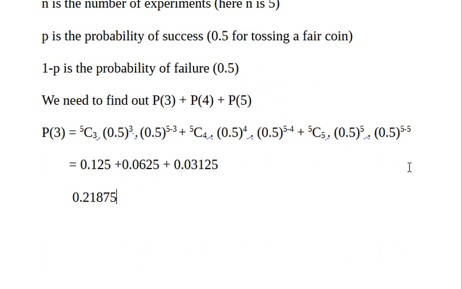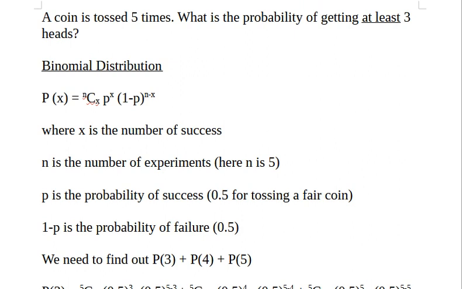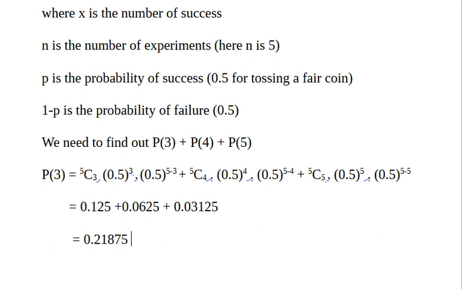So this is my final result. The probability of getting at least 3 heads out of a total of 5 tosses will be 0.21875. Or if we write it in percentage, you can write 21.875%. If you multiply this by 100, because out of 1 it is 0.21875, so out of 100 it will come 21.875. So that's all.